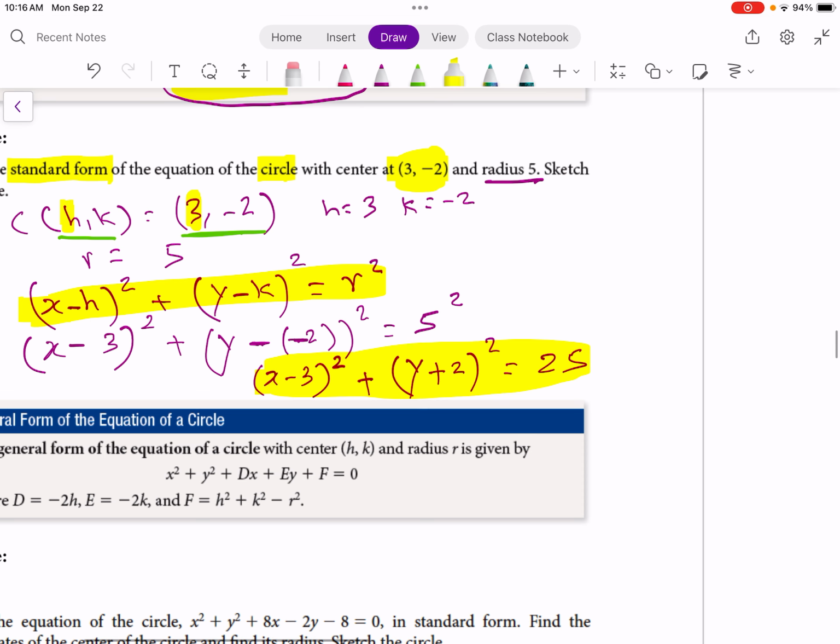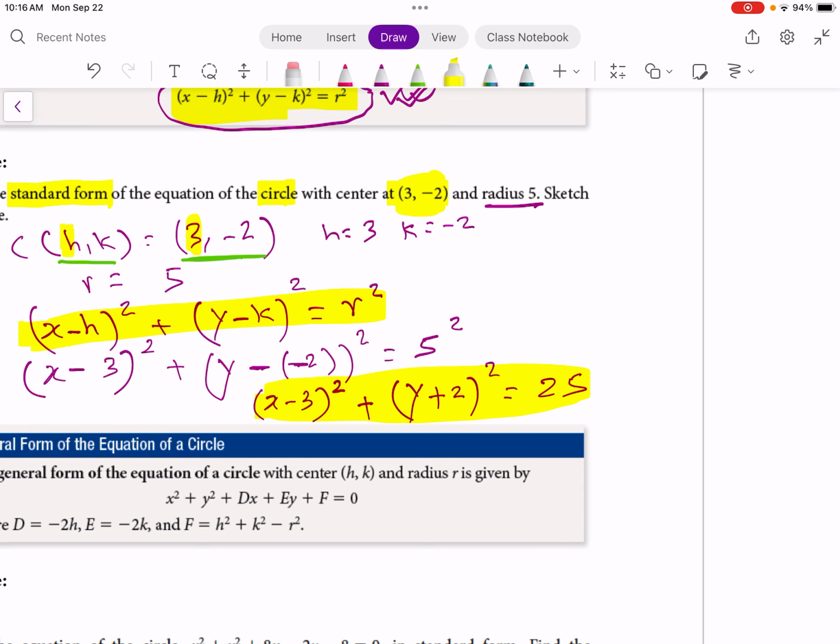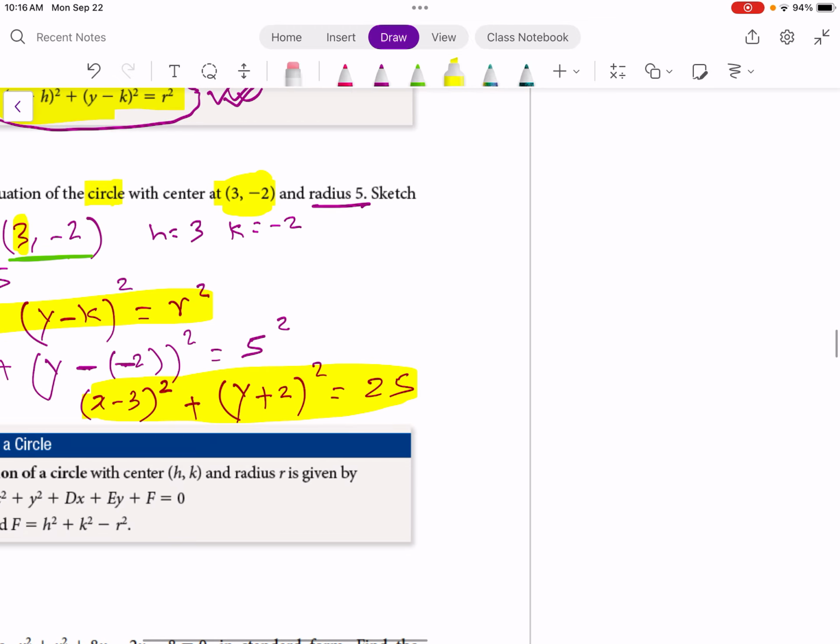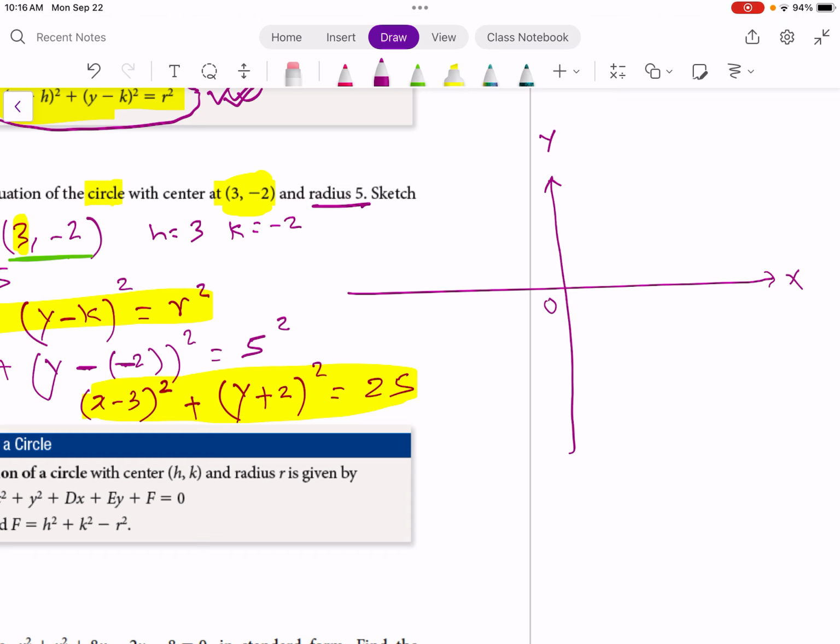Okay, now if we want to draw a circle, so sketch a graph of this circle, how do we sketch? So we need a Cartesian coordinate system, right? So this is our x-axis, this is our y-axis, this is origin. Now let's start by plotting a center. Our center is (3, -2). So how do we plot (3, -2)?